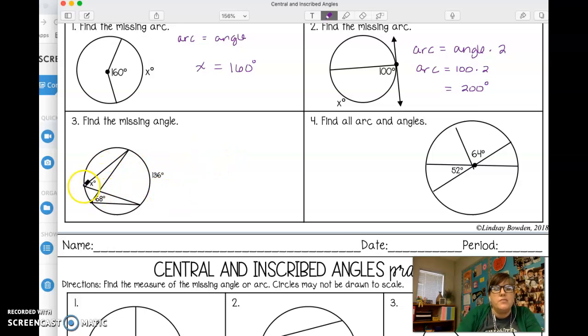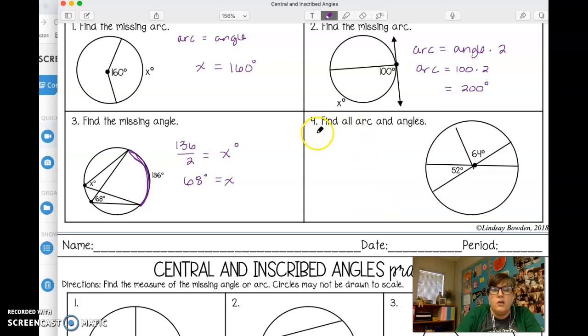Number 3, we actually have 2 inscribed angles. One thing to note here is that we have 2 angles, but they're both intersecting the same arc. So if 2 inscribed angles intersect the same arc, that means they have to be congruent. And again, the relationship is that the arc measure is double the angle. So 68 times 2 would give us 136. Because that's also intercepting the same arc at 136, we can work backwards and say that 136 divided by 2 is going to give me the angle labeled as x, which again would be 68 degrees.